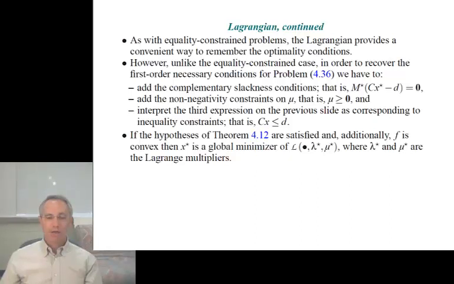Theorem 4.12 says that if the hypotheses are satisfied and if f is convex, then x star is indeed a global minimizer of the Lagrangian for lambda star and mu star equal to the Lagrange multipliers. Again, we'll utilize that in our profit maximization interpretation when we want to define prices.